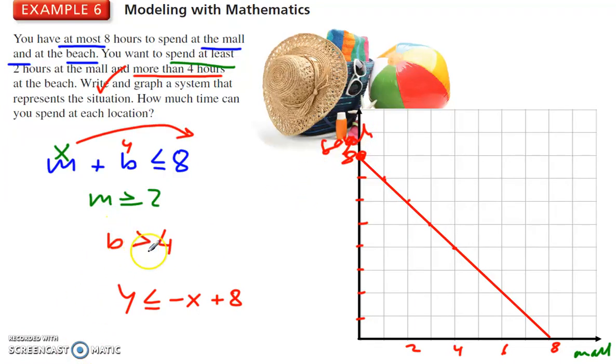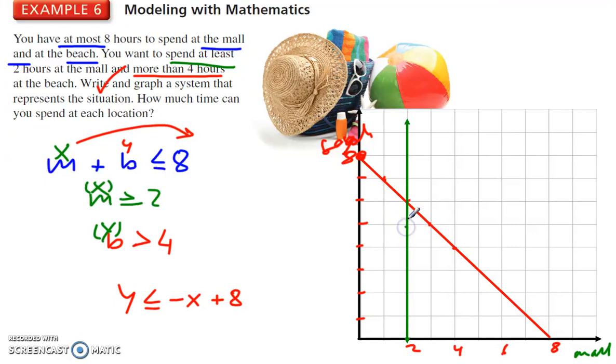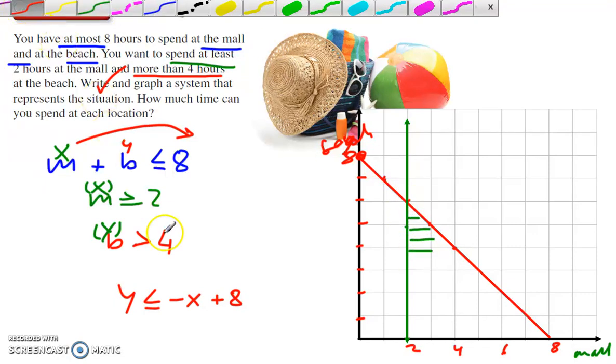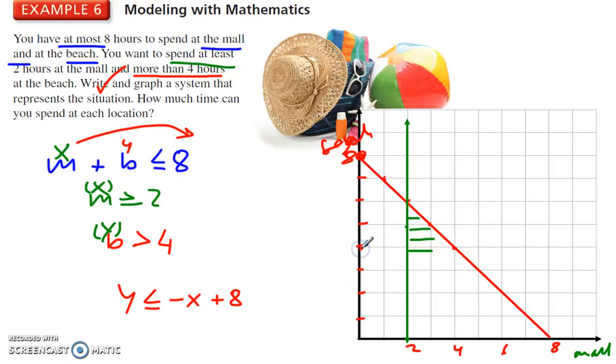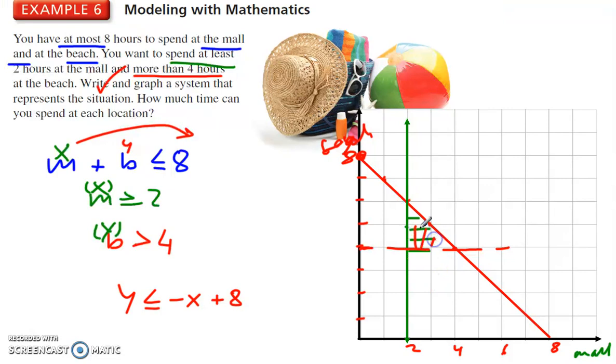But we have some requirements here. The mall, which is x, is greater than or equal to 2, so vertical line at 2. Greater than means shade this side. All right, and the beach should be greater than 4. So this is the beach, 1, 2, 3, 4. So horizontal line here. And it should be greater, so dotted line. And that's going to be up here. And there's my solution. Thank you, ladies and gentlemen. See you later.